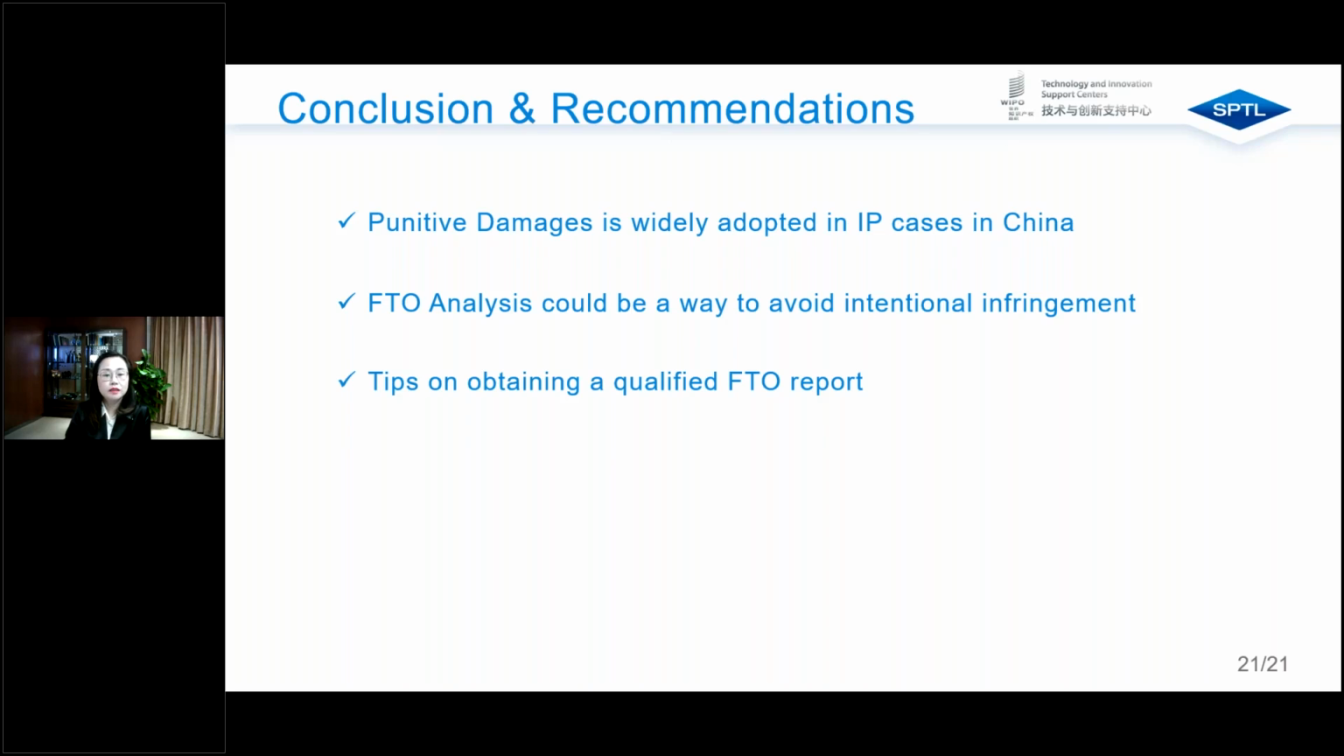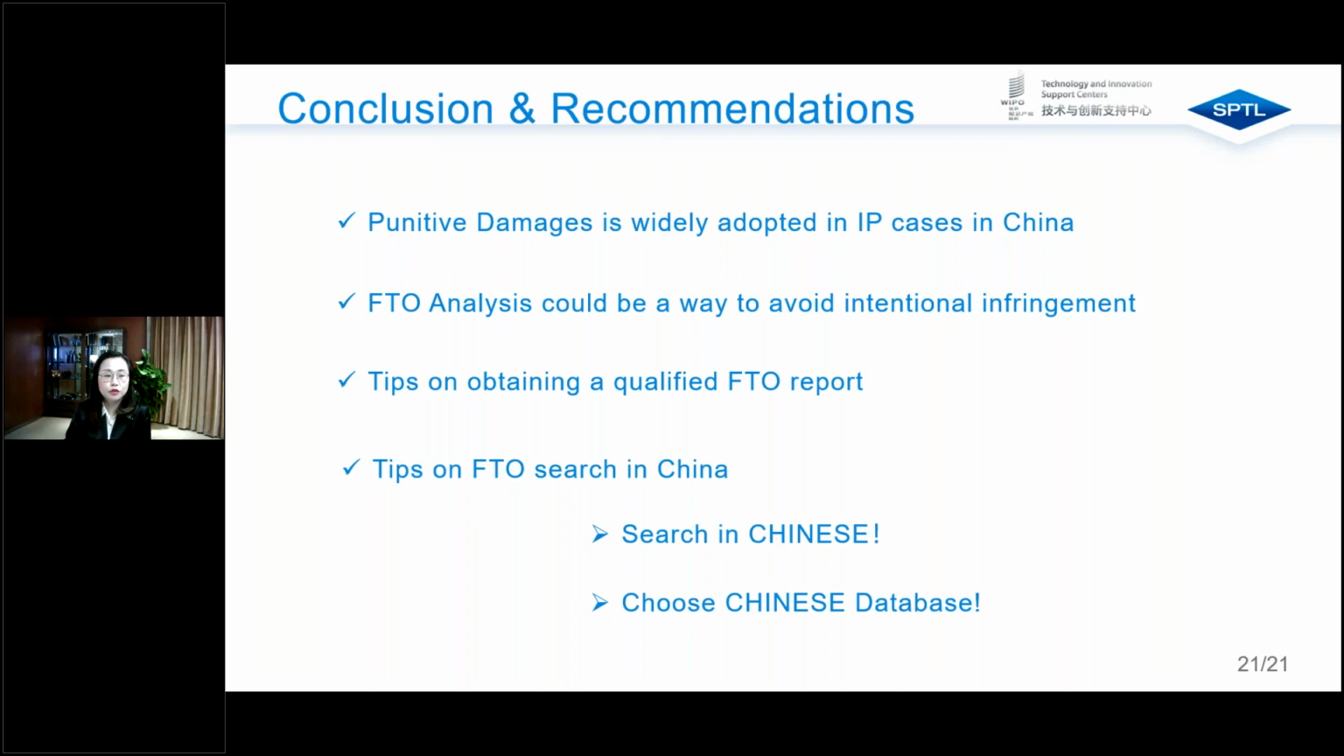Then, how to get a qualified FTO report in China? Find the right professional with both prosecution and litigation experience to do such analysis, and make sure that the contents of the report are probative. At last, two fundamental tips for FTO search in China are given, which are: search in Chinese and choose Chinese databases.